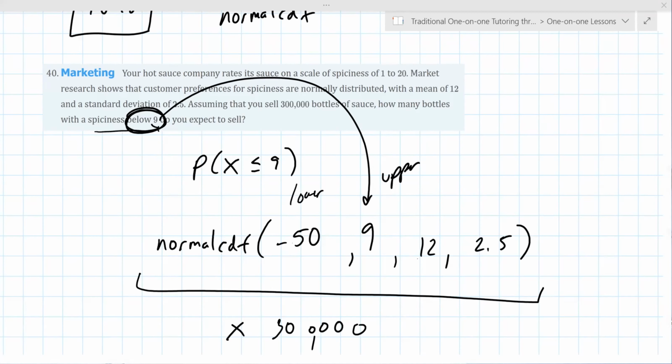Okay, yeah, I got like 0.34520.9, and then you multiply that by 300,000. Yes. Okay. So I get 334,521. Yeah. Great. Bottles of hot sauce.